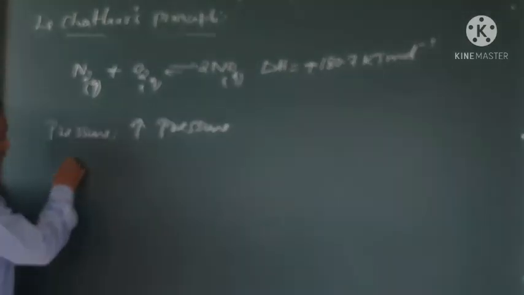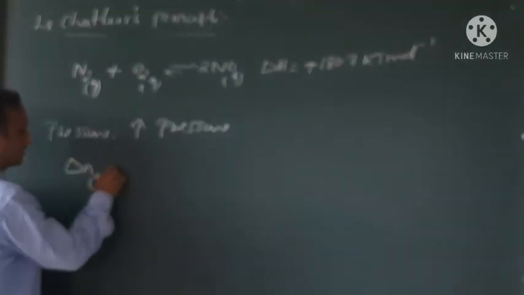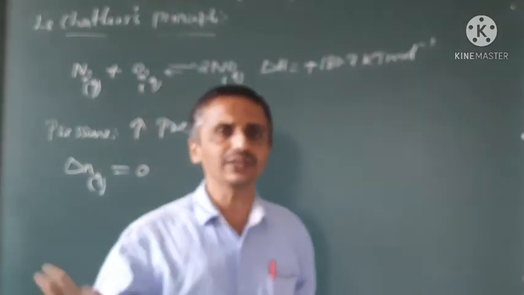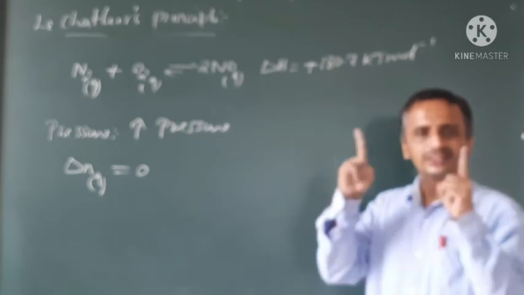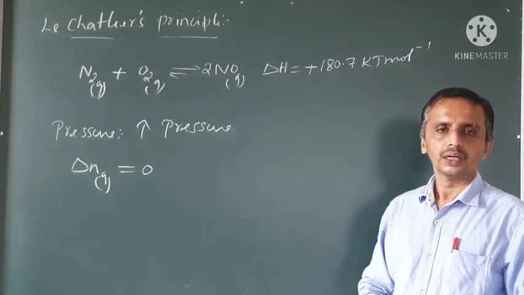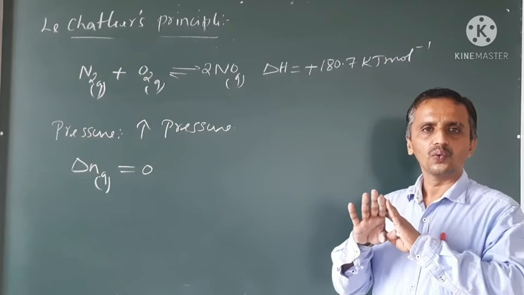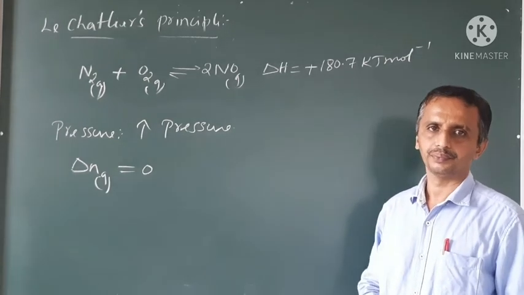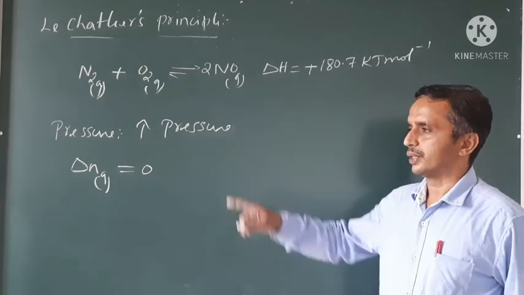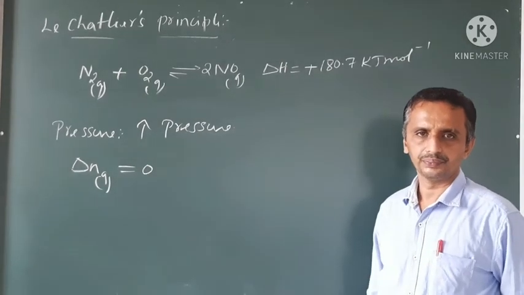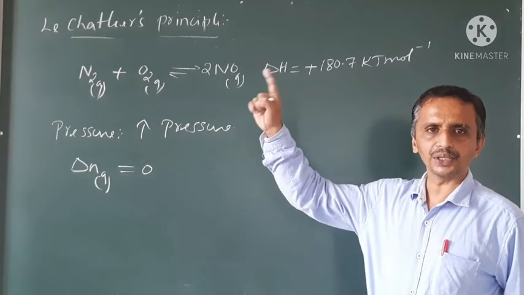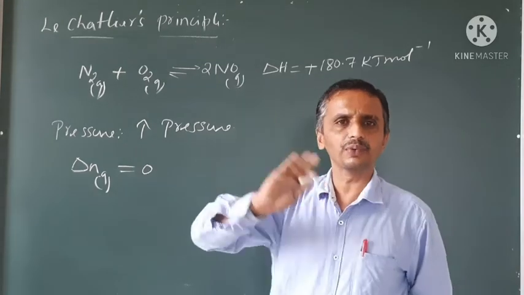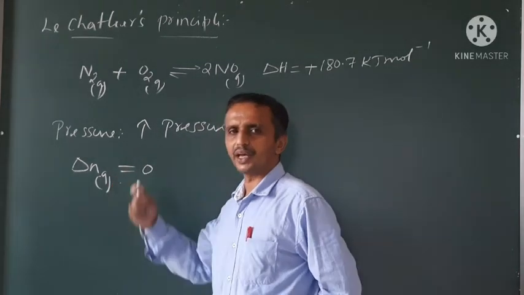See, if delta N of the gas is 0, remember this fact. Delta N of the gas is 0. In such a reaction, the effect of pressure will not do anything to the direction of the equilibrium. It will not affect the equilibrium. Whether you increase the temperature, increase the pressure or decrease the pressure, the direction of the equilibrium will not be affected if delta N of the gas is 0.